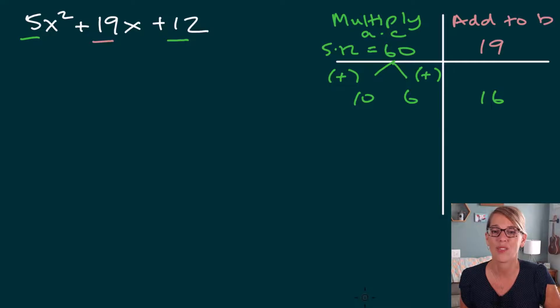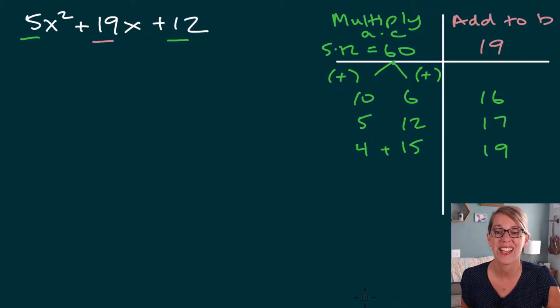I could also do 5 times 12, but again, I add those together and I end up with 17. We can do 4 times 15. I think this one's going to do it. 4 plus 15 is equal to 19. This gives me that middle term that I was looking for. So I'm going to split that middle term up as 4x plus 15x.